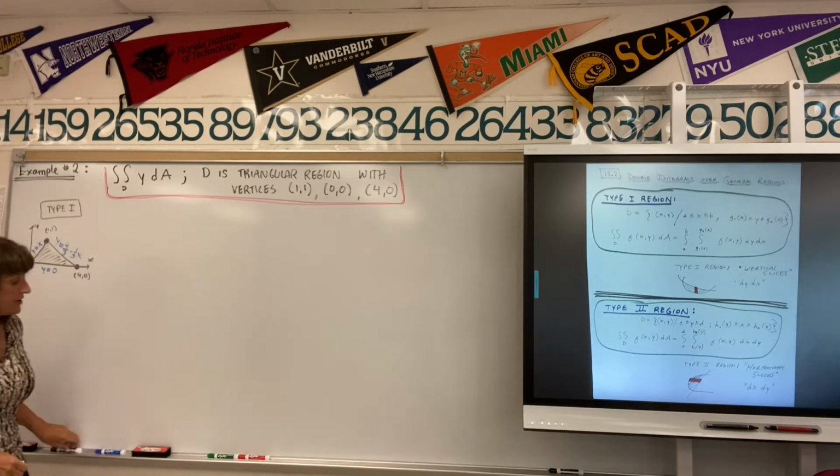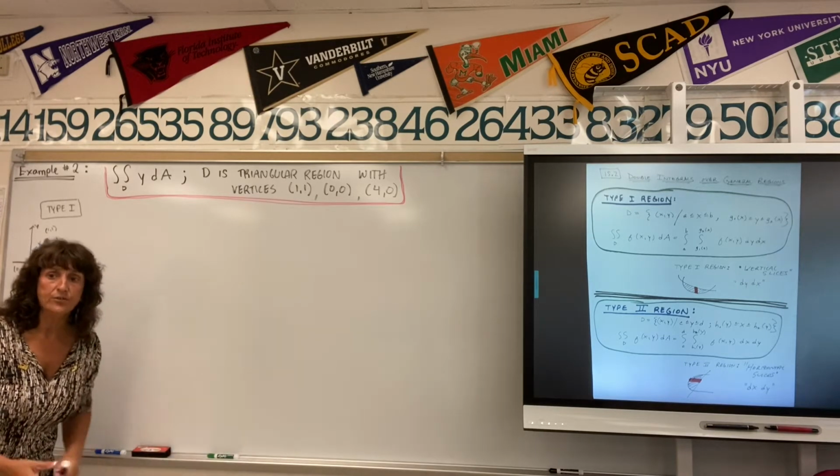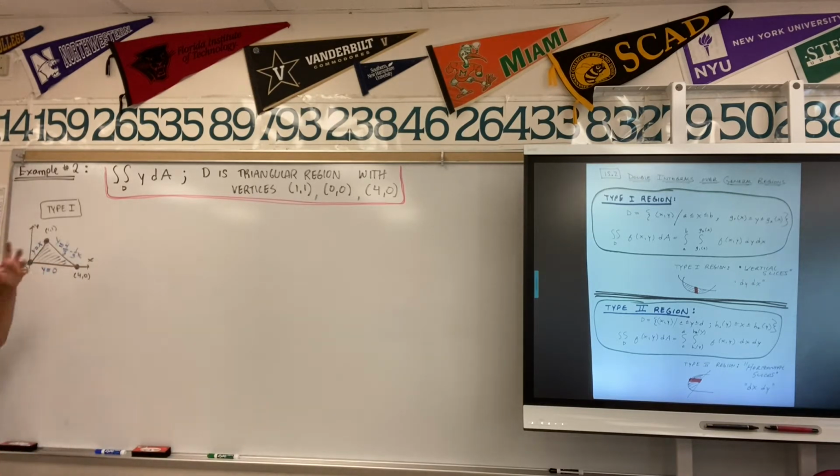Now we're going to set up a double integral to evaluate the volume of this surface over this triangular region. But something happens here with type 1. Type 1 are your vertical slices. If you put a vertical slice here, can you see right here, your vertical slice is going from y equals 0 to y equals x.